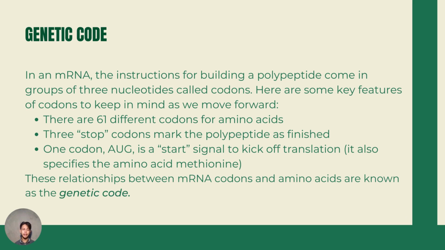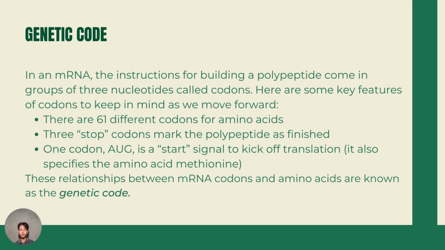In an mRNA, the instructions for building a polypeptide come in groups of three nucleotides called codons. Here are some key features of codons to keep in mind as we move forward. Accordingly, there are 61 different codons for amino acids. Three of them are stop codons, which mark the polypeptide as finished.